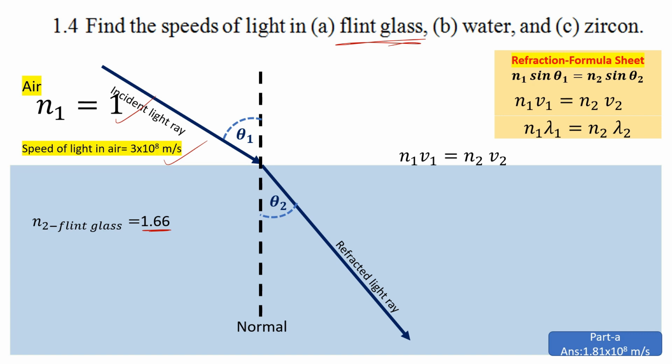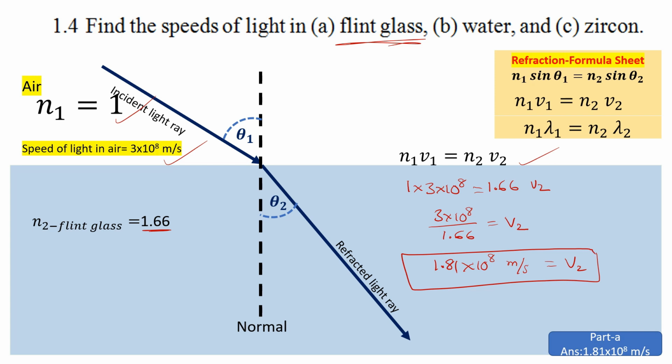Use this formula, n1 v1 equal to n2 v2. 1 into 3 into 10⁸ equal to n2 is 1.66, this is given. V2 we have to find. 3 into 10⁸ divided by 1.66. So this is the speed of the light in the flint glass, which we get 1.81 into 10⁸ meter per second. This is the value.